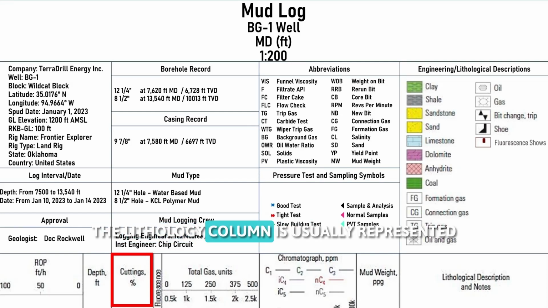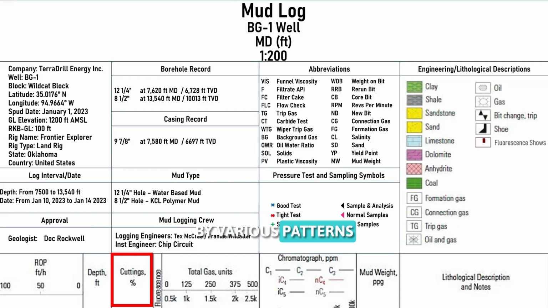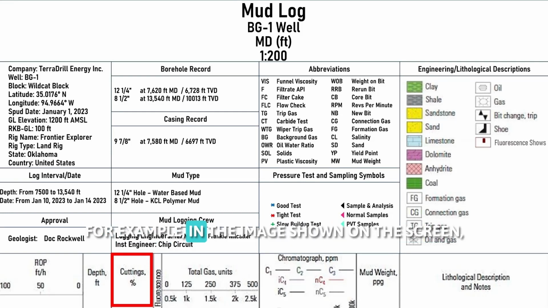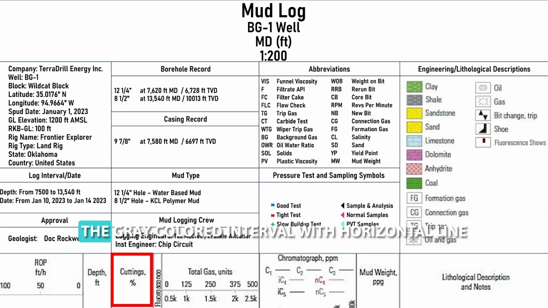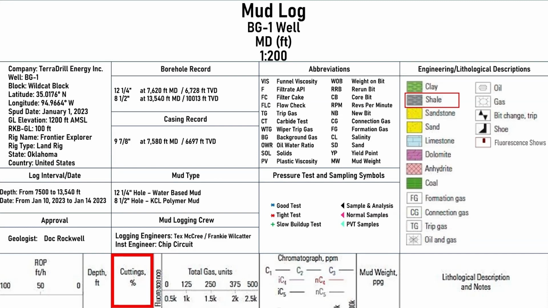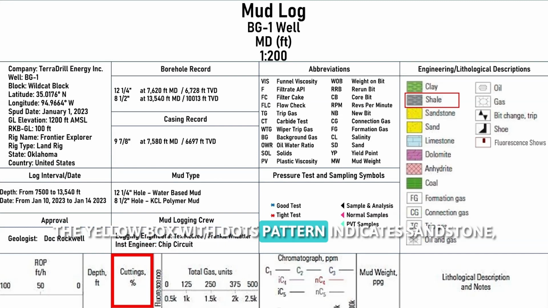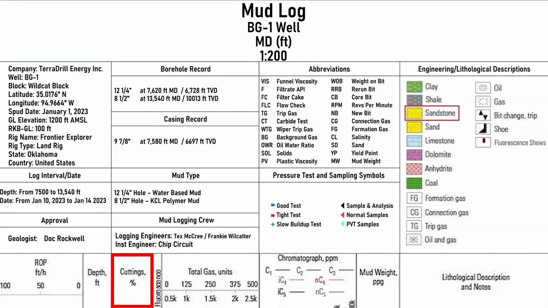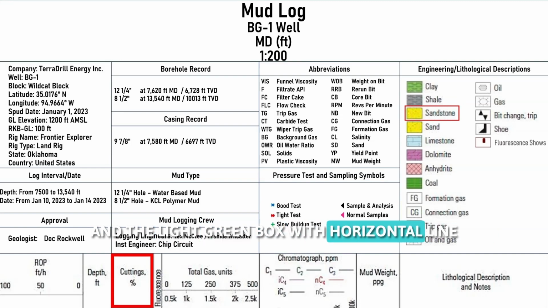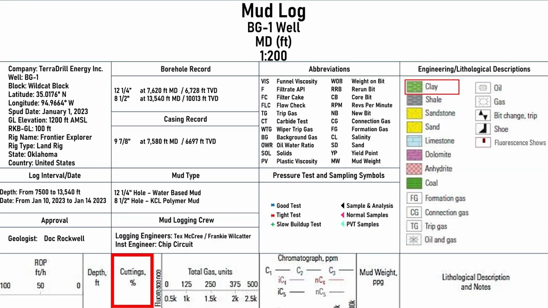The lithology column is usually represented by various patterns indicating the rock types. For example, in the image shown on the screen, the gray-colored interval with horizontal line pattern indicates shale. The yellow box with dots pattern indicates sandstone. And the light green box with horizontal line pattern indicates clay.